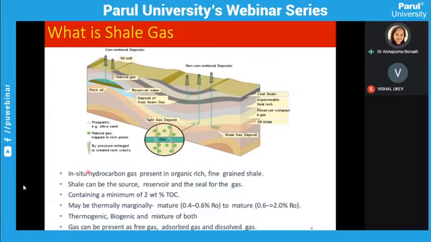So it is in situ hydrocarbon gas present in organic-rich fine-grained shale. Shale can be source, reservoir and shield for the gas, and it should contain a minimum of 2 weight percent of total organic carbon. For conventional, we require a minimum 0.5 weight percent of total organic carbon, and in the case of unconventional shale gas reservoir, we require a minimum of 2 weight percent of total organic carbon. The source rock may be thermally matured or post-matured, and the gas may be of thermogenic origin, biogenic origin, or a mixture of both. In shale gas reservoirs, gas can be present as free gas in the pore space and natural fractures, it can be adsorbed on the rock surface, and it can also be present as dissolved gas.